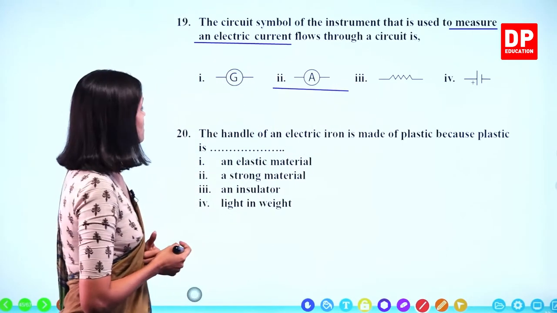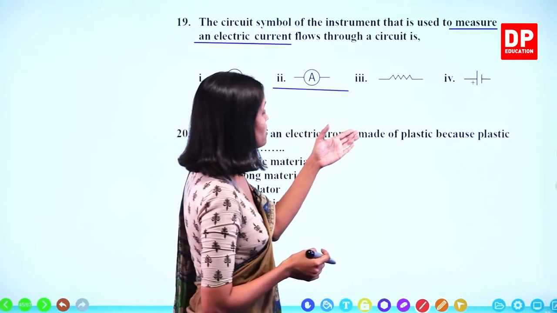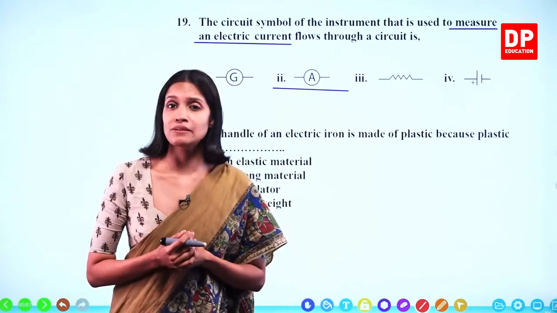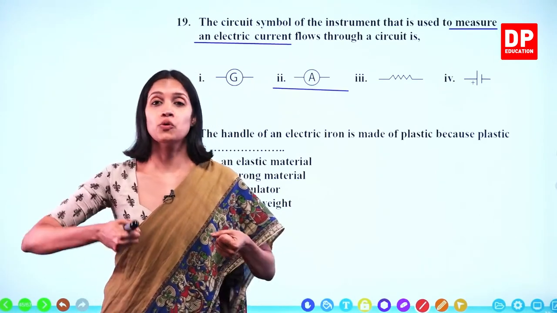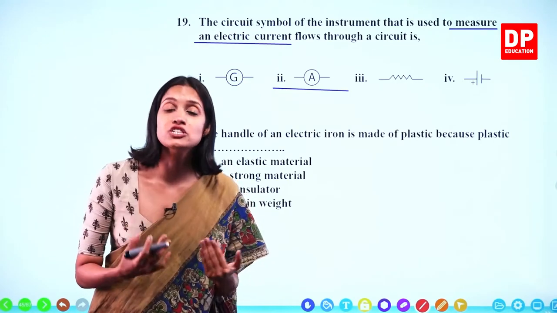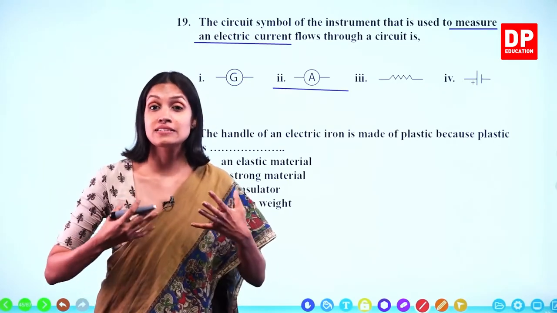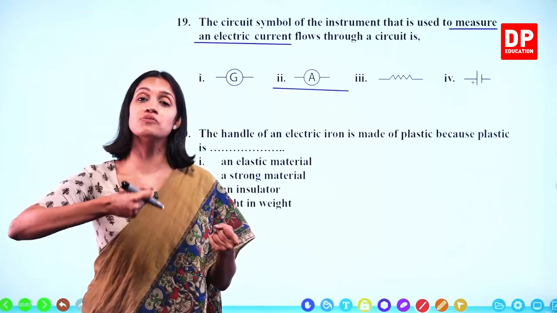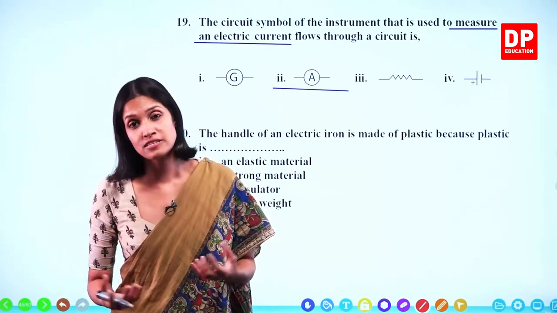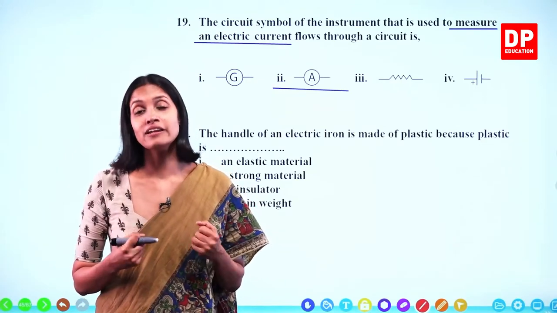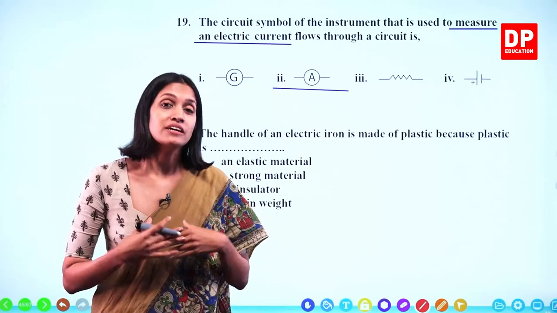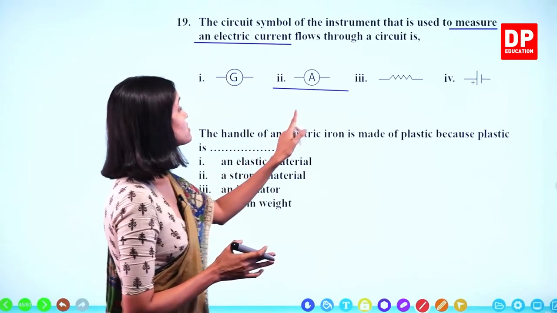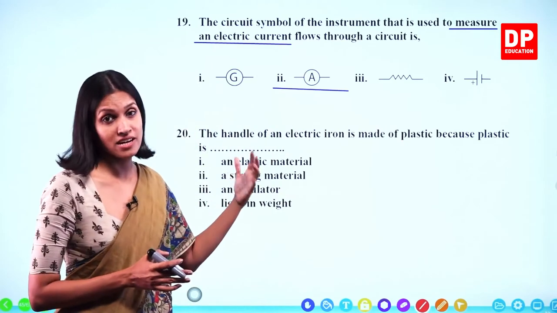Right. 20. The handle of an electric iron is made of plastic because plastic is. Now, whenever we use different types of electrical appliances, most of the time handles or holders are made of non-conductors or insulators. What is the reason? In case electricity is leaking, we will not get electrocuted, right? Otherwise, if we make the handles also with the conductor, what will happen? In case the electricity is leaking, we'll get electrocuted, right? Therefore, to prevent that, for our safety, the handles are basically made with insulators, right? So, the handle of an electric iron is made of plastic because plastic is a type of insulator.